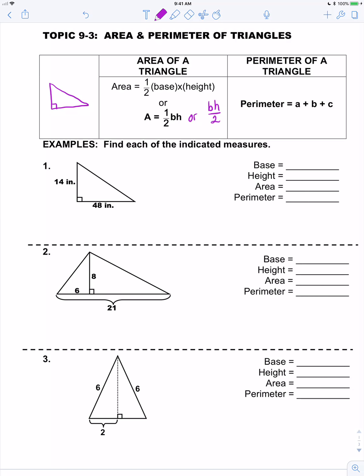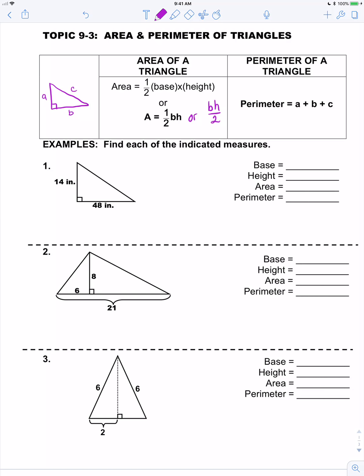And the reason, I know that we've talked about the area of a rectangle is base times height. So think about if you have a rectangle, and if I put a diagonal here, I've created 2 right triangles. And that's why the area of a triangle is that base times height divided by 2, because there's 2 of them in a rectangle. So that's neat how that works. And then the perimeter of the triangle is just going to be adding up all of your sides here.